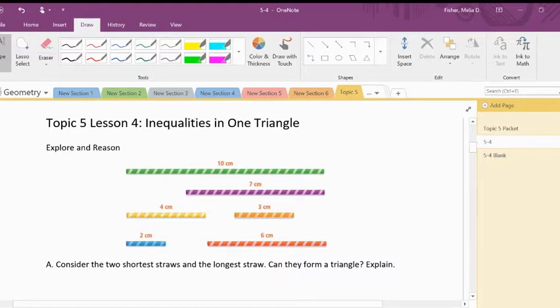This is section 5-4, inequalities in one triangle. I want you to think about these lovely straws and answer part A. Consider the two shortest straws and the longest straw. Can they form a triangle? Go ahead and answer that while I wait.